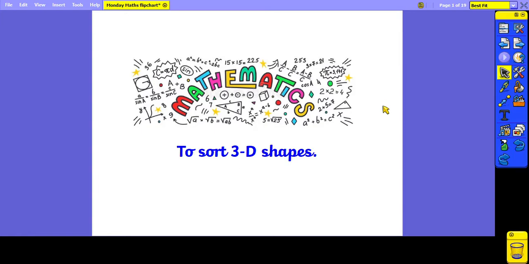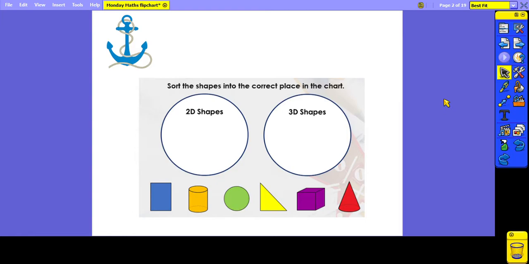For today's maths lesson, you are learning to sort 3D shapes. For our anchor, I would like you to sort the shapes into the correct group. So you need to look at the shapes here and decide if they are 2D or 3D and draw a line to match them to the correct group. Pause the video now and have a go.